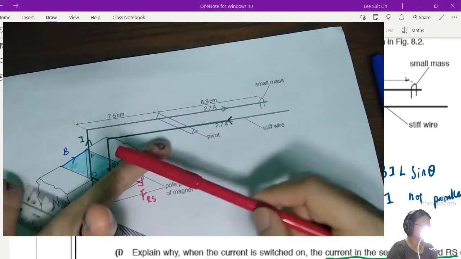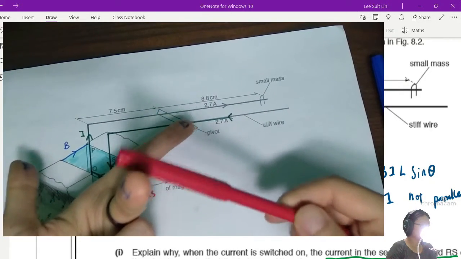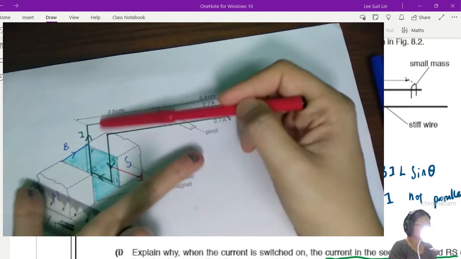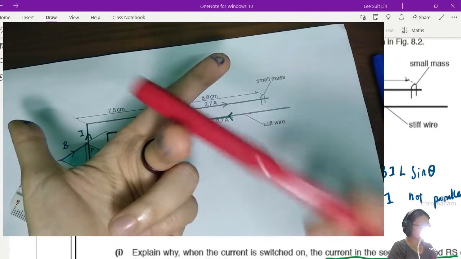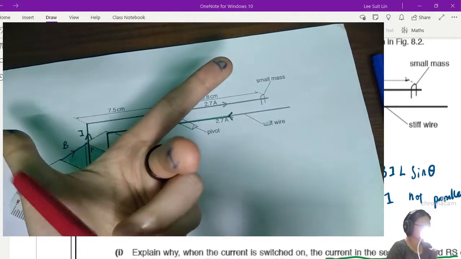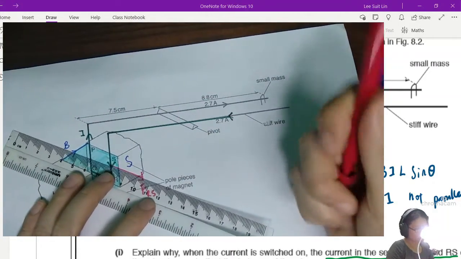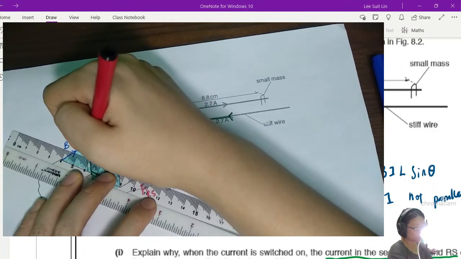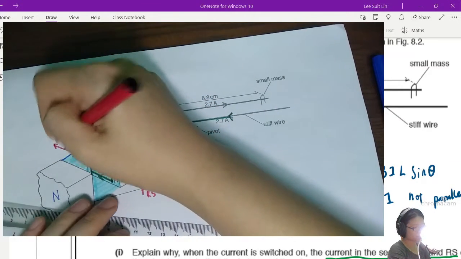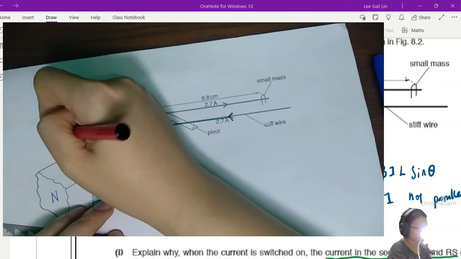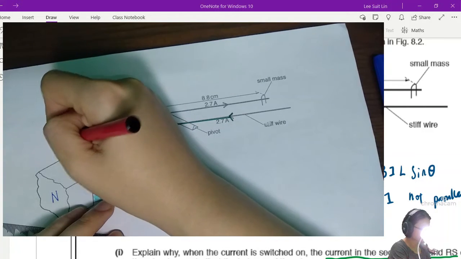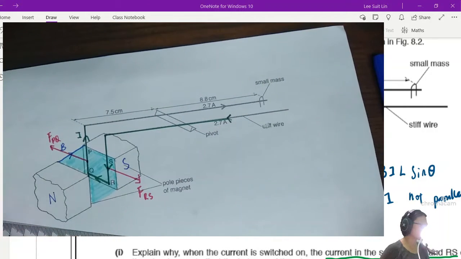So now your B is still correct. Your middle finger is pointing out. And where is your thumb? Your thumb will be pointed towards that direction. See my thumb? Pointed towards that direction. So the direction of force on the side PQ will be here. So this is magnetic force PQ. Okay, I move my hand away.